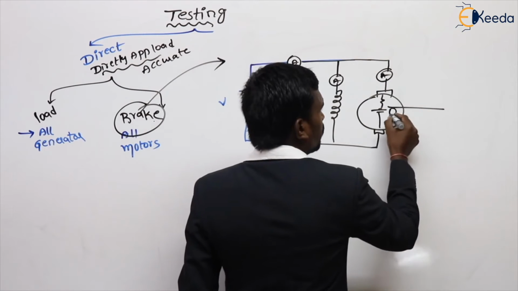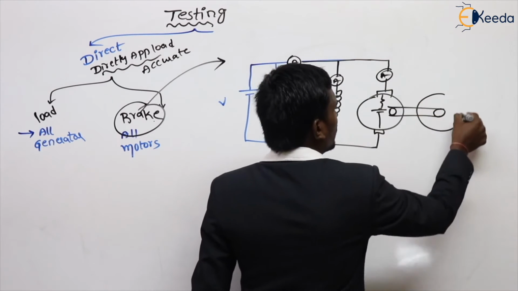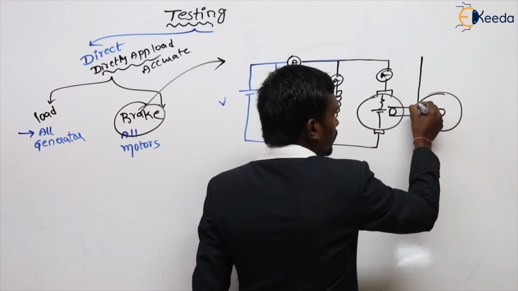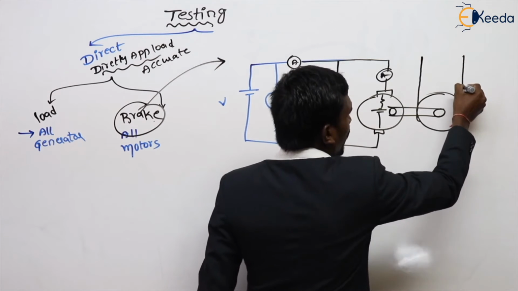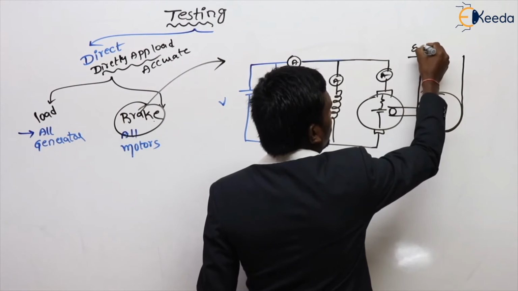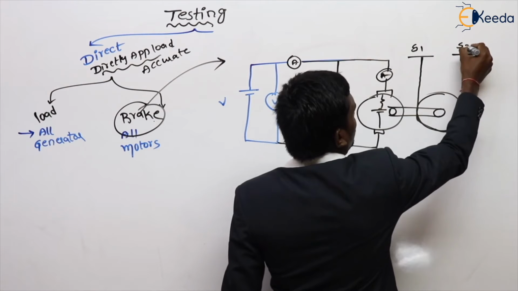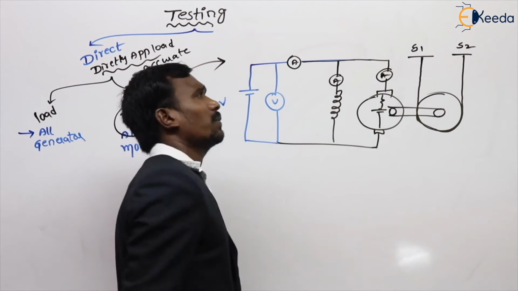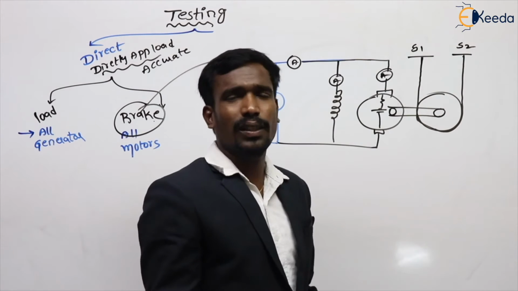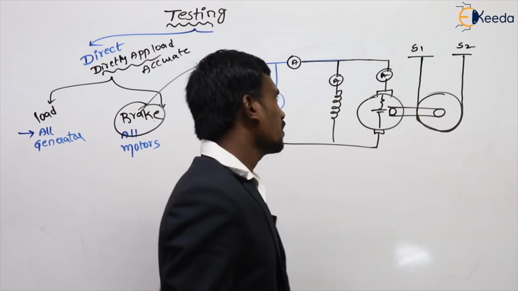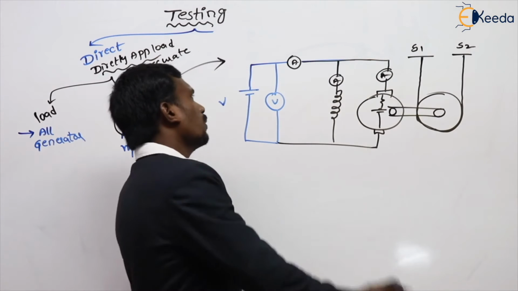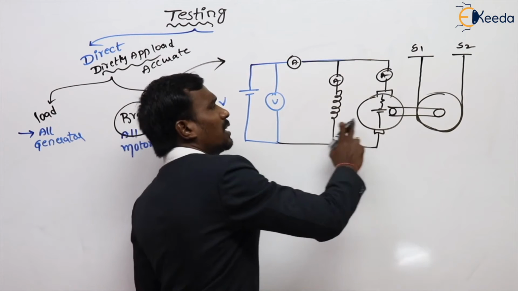For that, one pulley is connected to the rotor. This pulley is connected to weights, the spring weights. For example, this is the S1 weight and this is the S2 weight. We can apply the weights by using these two springs, W1, W2, S1, S2. So this is the circuit for the brake test. We want the total current, total voltage and the brakes.